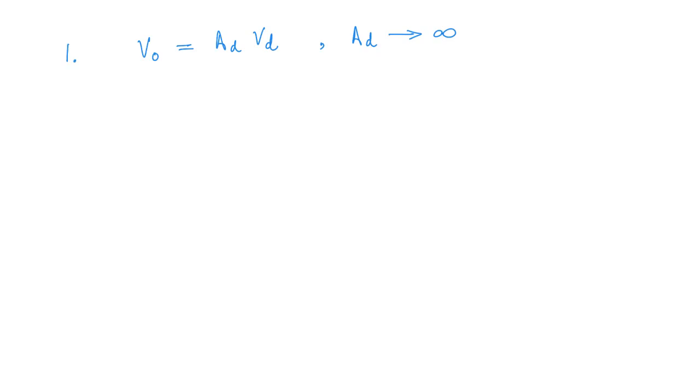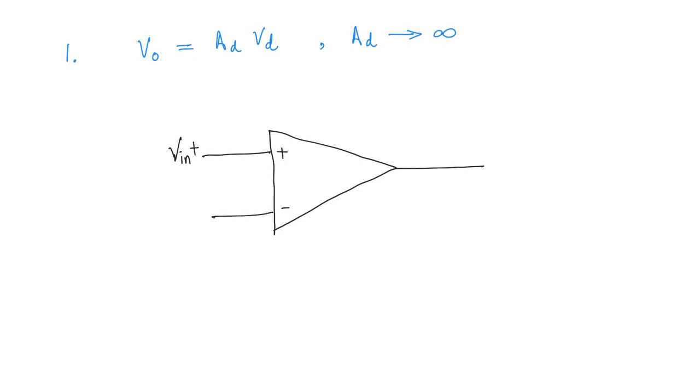Now, of course, the question you would ask is, if you have a gain of infinity, wouldn't the op-amp output always be infinite? So if you have a V in plus at the op-amp and a V in minus given to the op-amp, depending upon which is greater, let's say V in plus is greater, then the difference VD is going to be positive. Positive multiplied by an infinite gain would make the output positive infinity.